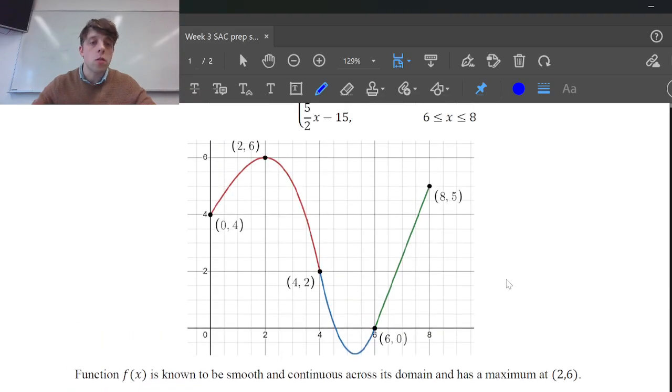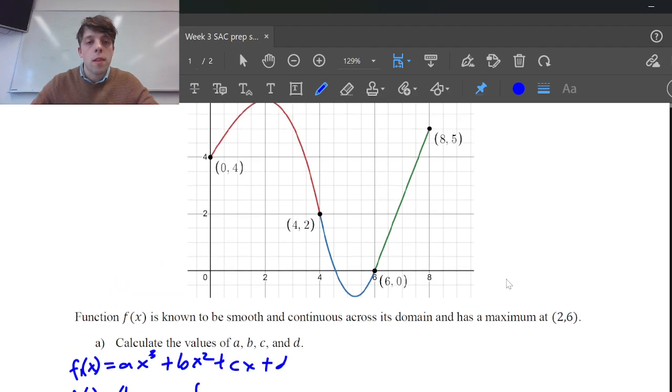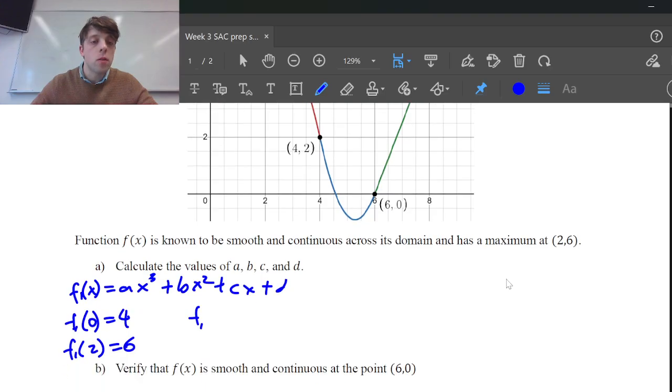Okay, what else do we know about this? Well, we can see here, we've also got this point here, (2, 6). So that tells us when x is equal to 2, the output is equal to 6. And we've also got this point here on the curve. We have the point (4, 2) lying on the curve, so that tells us when x is equal to 4, y is equal to 2. So when x is equal to 4, y is equal to 2.